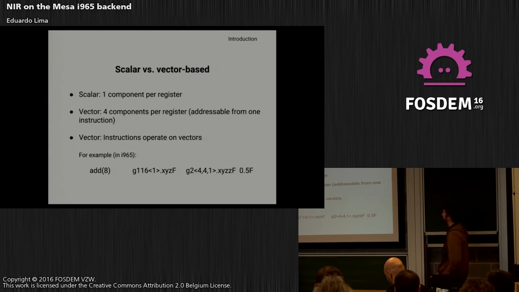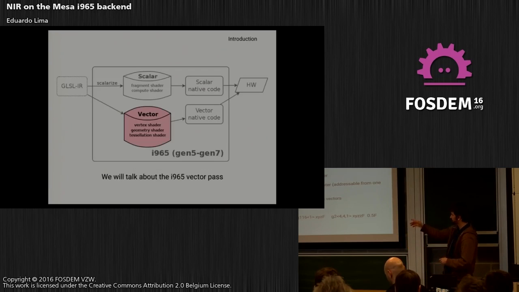So yeah, this is an example of an instruction that it has. But you see the X, Y, Z here and there. It's an example of addressing the individual components of each register, which in this case is G, 116. We're going to talk about what that means later on, but basically this is an example of a vector-based instruction. That's another one. Same thing. So we are going to focus on this part.